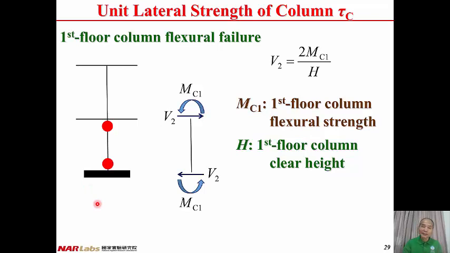That's the flexural failure of the column on the first floor. And from this failure mode, we can have the free body diagram here. MC1 is the first floor column flexural strength, and V2 is the base shear strength of this column line. And from the moment equilibrium, then we can have V2 equal to 2 times MC1 divided by H. MC1 is the first floor column flexural strength, and H is the clear height of the first floor column.